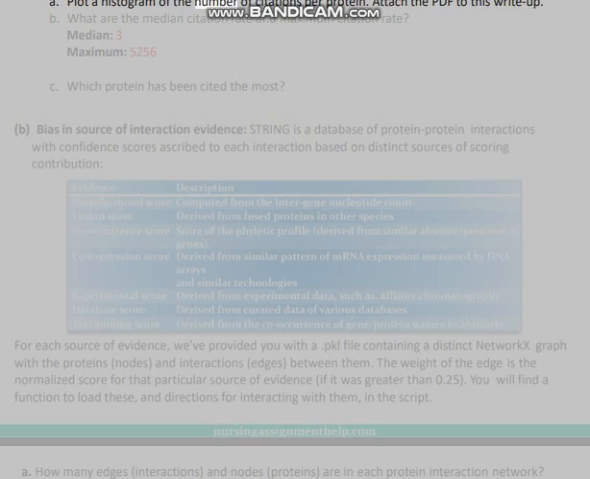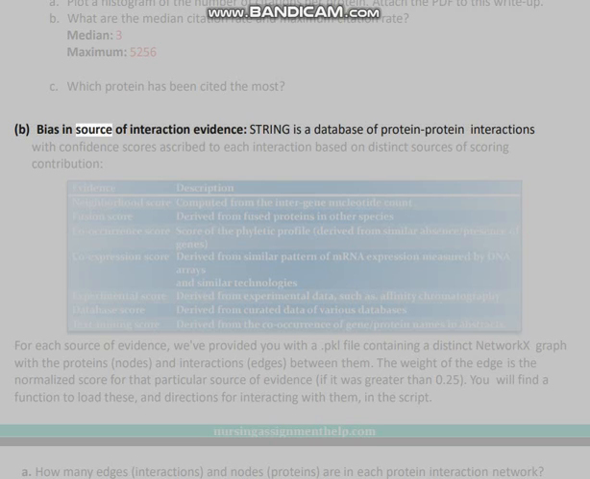Plot a histogram of the number of citations per protein. Attach the PDF to this write-up. B. What are the median citation rate and maximum citation rate? Median, 3, maximum, 52-56. C. Which protein has been cited the most?